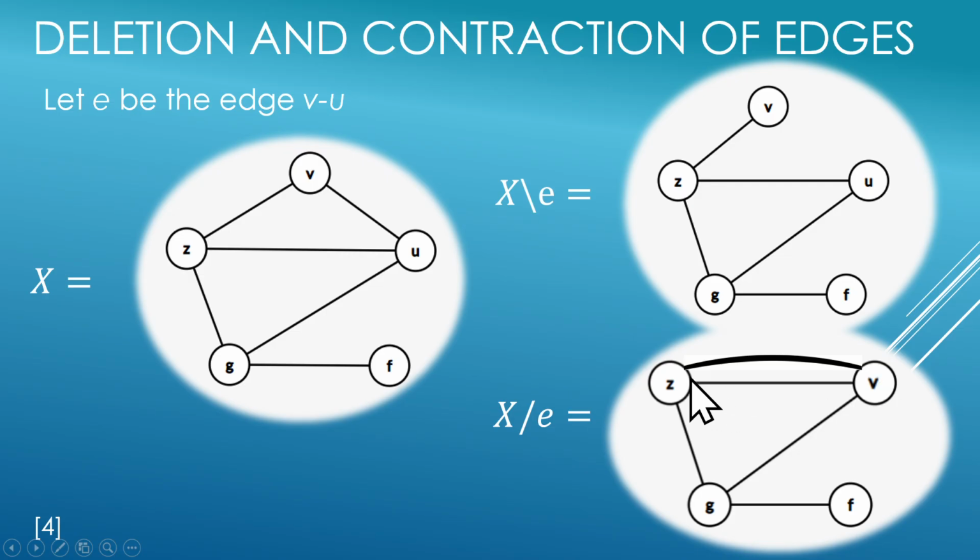And so V and U become one node, and it'll keep the name V. And so this could create multiple edges, but we're not going to be considering multiple edges in the original graph, just if it happens in the contraction of the graph, that will be okay. And so here we have X contract E and X delete E as two different graphs that have one less edge than our original graph, and so this will be used to do our k and k plus 1 of our induction.